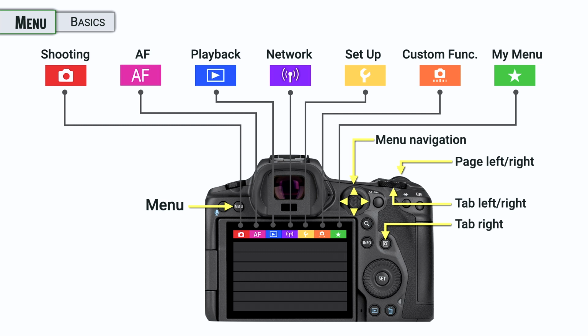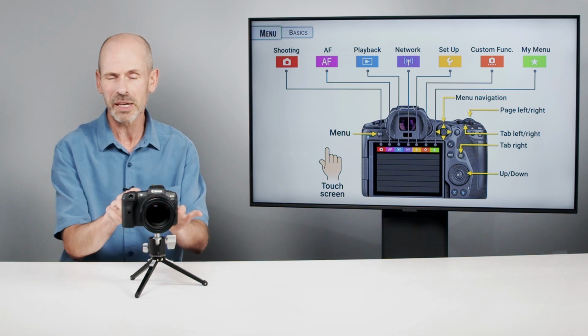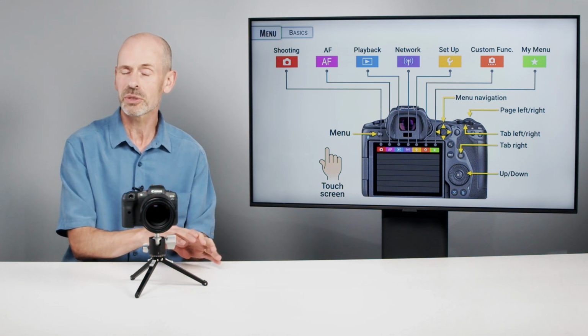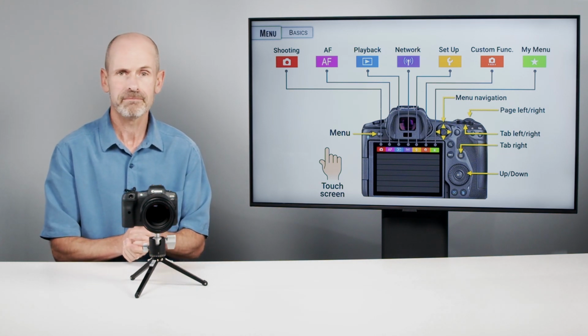And you can also hit the Q button to tab to the right, and then you can go up and down with the back wheel of the camera. And you can, of course, use the touch screen if your fingers are small enough to fit there. Sometimes mine are a little bit big. Some people like the touch screen, some people don't, so you have options. You can go either way with this.